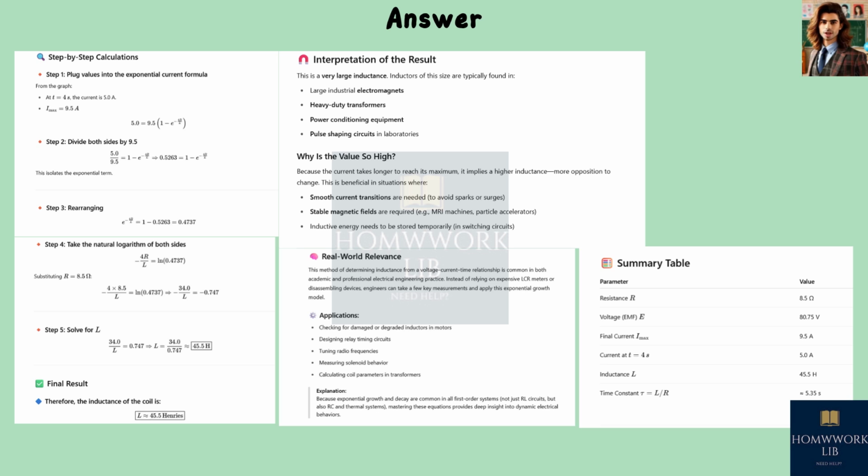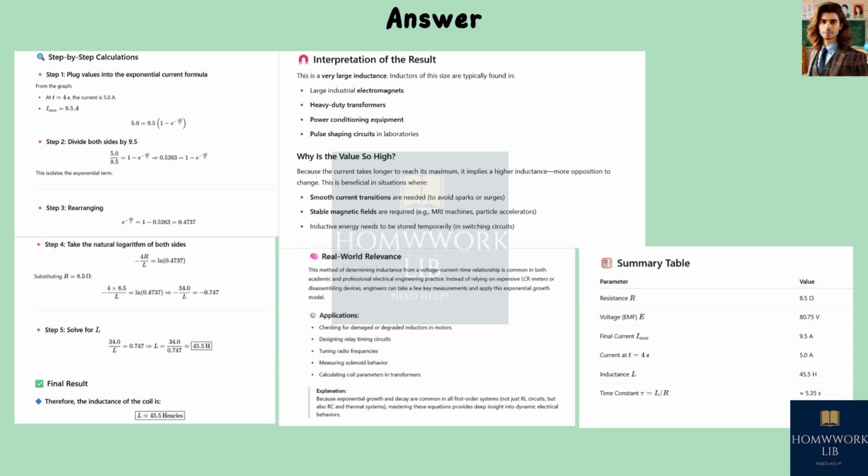Step-by-step calculations. Step 1, plug values into the exponential current formula. From the graph, at t equals 4 s, the current is 5.0 A. I_max equals 9.5. 5.0 equals 9.5 times (1 - e^(-4R/L)).